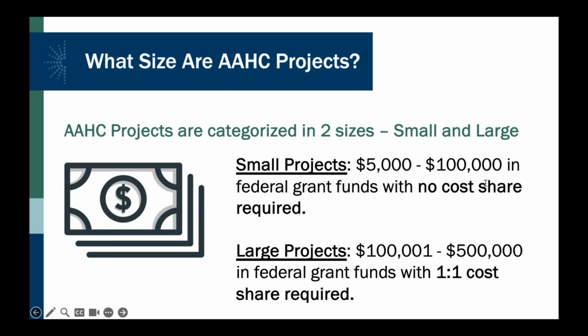For larger projects that are requesting an amount of federal funds greater than $100,001 and up to a maximum of $500,000, you must provide a 1-to-1 cost share. Cost share can take a number of forms. Among them are cash, staff time, volunteer time, third-party contributions, grants from foundations, and support from state or local government. Cost share cannot come from other federal sources.